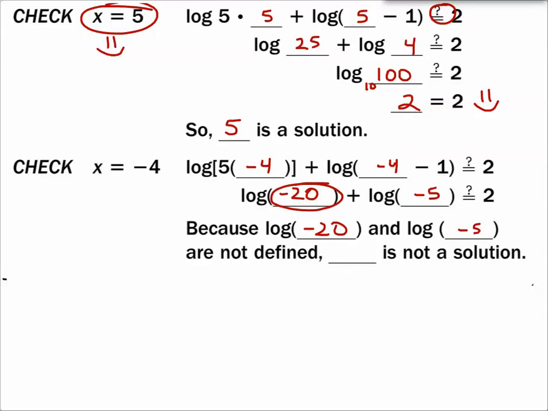But of course, just one of these breaking would break negative 4 from being a solution. So negative 4 is sadness. You're not allowed to have a negative number inside a logarithm. Boo-hoo. Okay.